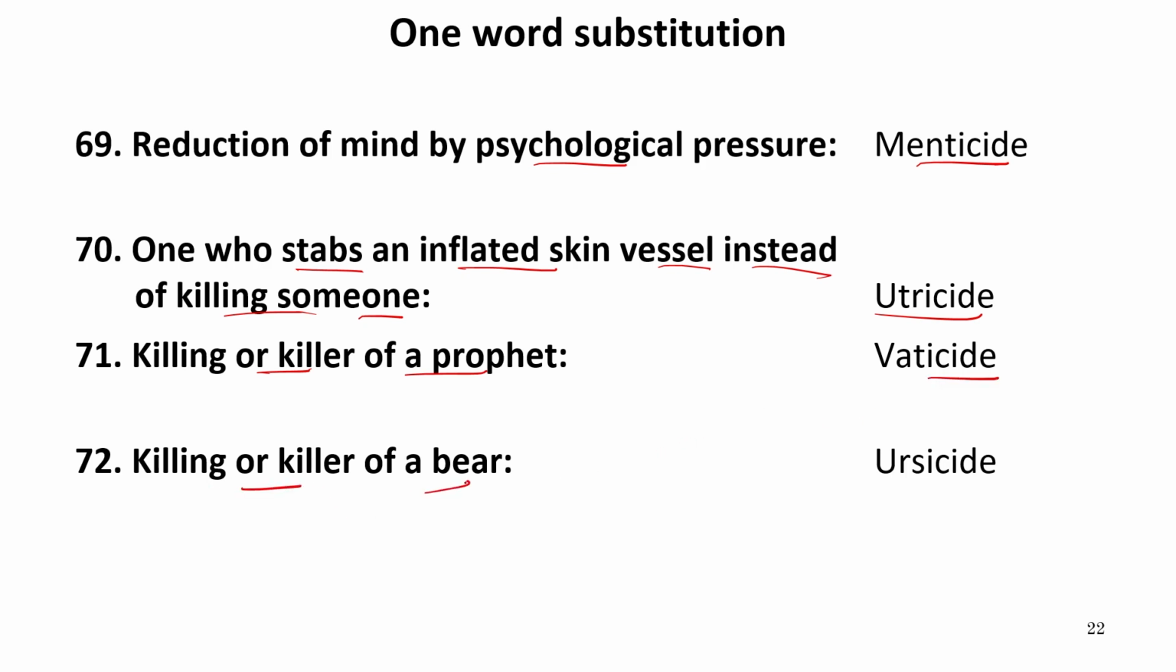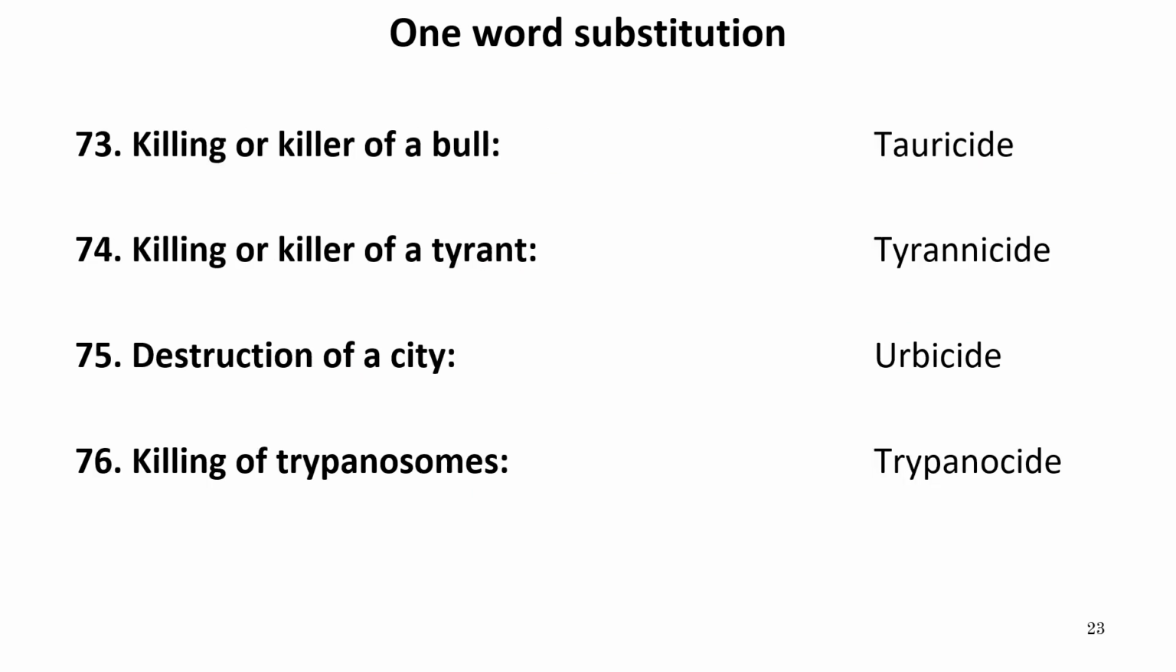Killing or killer of a bear. So for bear, we use the term ursi. So this is ursicide. Now let us move to the next one. Killing or killer of a bull. So that is known as tauricide. Killing or killer of a tyrant, that is known as tyrannicide. Destruction of a city. Now for city we use the term urban. So that is known as herbicide.